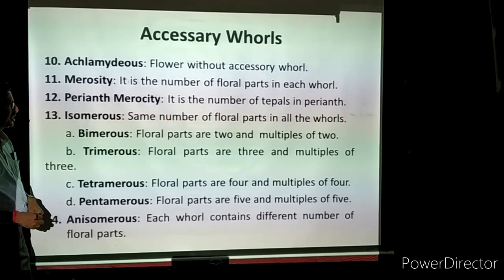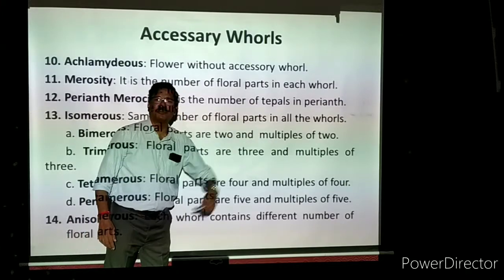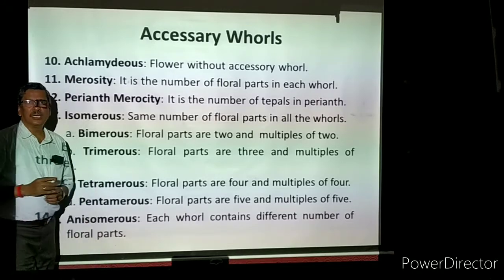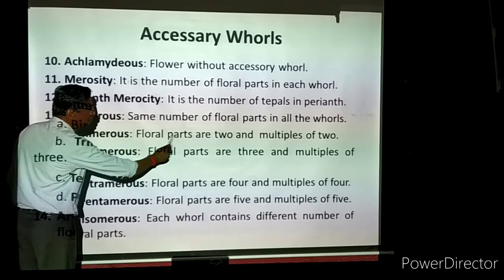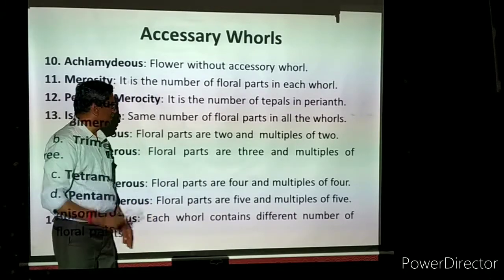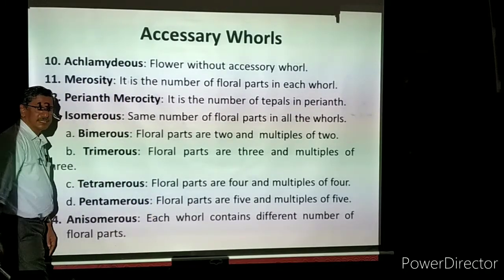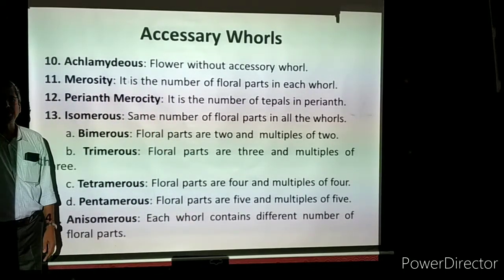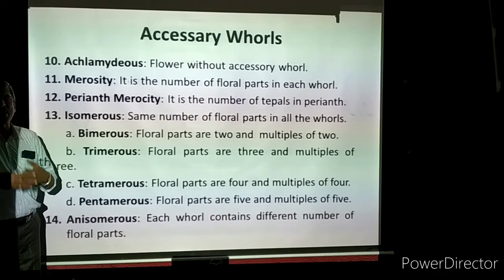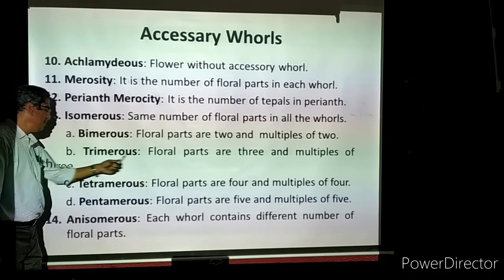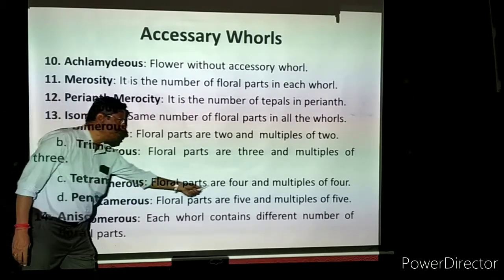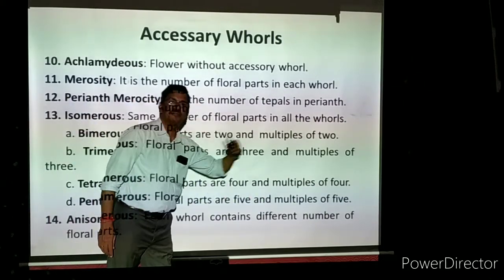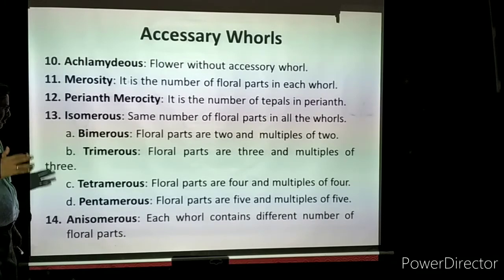Bimerous, in the name itself we can understand. The floral parts will be 2 and multiples of 2. If sepals are 2, petals will be 2 or 4 or 6 or 8 or 10, like that. Multiples of 2. So everything will be 2 or multiples of 2. That is called bimerous. Trimerous. The floral parts number will be 3 and multiples of 3. If sepals are 3, petals may be 3 or 6 or 9 or 12, like that. So trimerous. Tetramerous, floral parts will be 4 and multiples of 4. Pentamerous, the floral parts are 5 and multiples of 5. Okay, 5, 10, 15, 20, 25, like that.